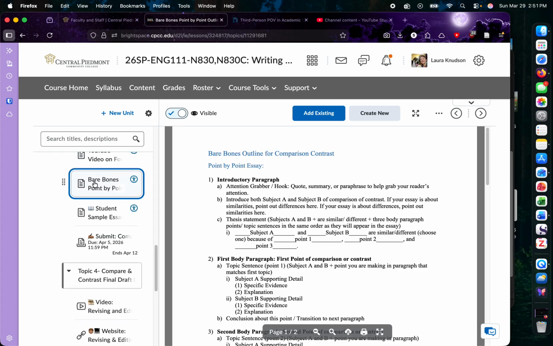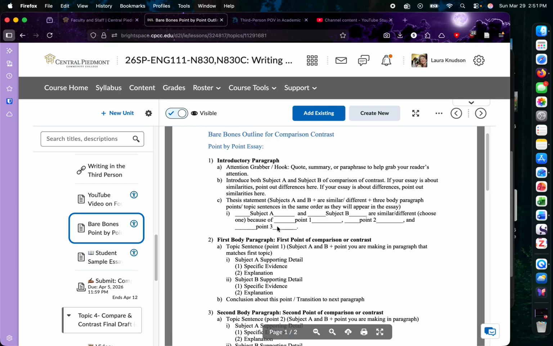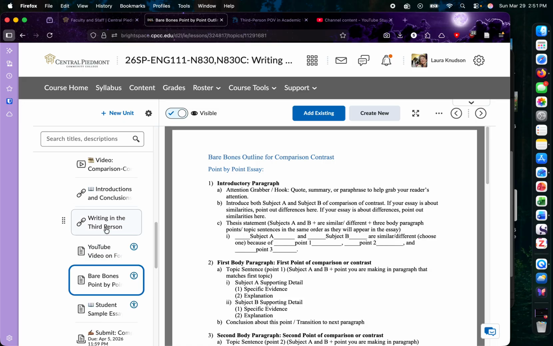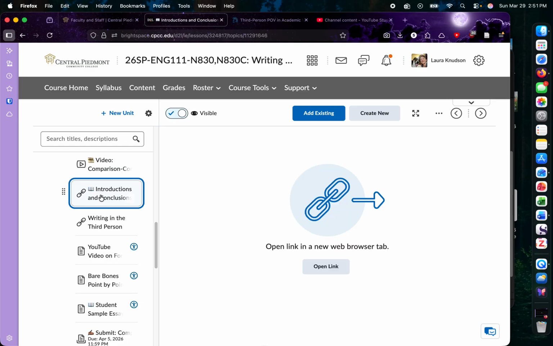So we've got two different types of outlines here that you can use as you are working on this essay. You don't have to turn those in. It depends on which form of organization you want to use, but you don't have to turn in the outline in here. If you're in the other class, you might need to. I can't remember. I'll do a video over there as well. We've got some other videos associated with formal writing. We've got some things to read about writing in the third person, introductions and conclusions, that kind of thing.